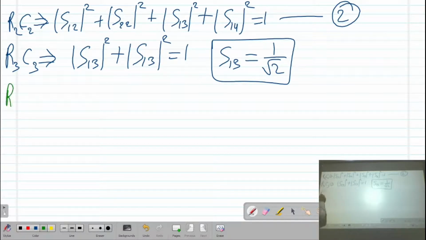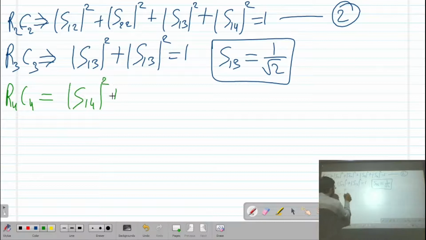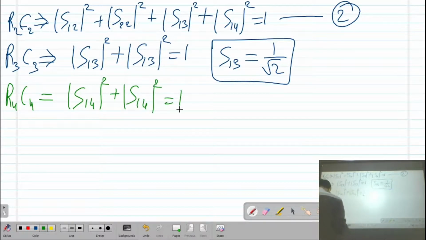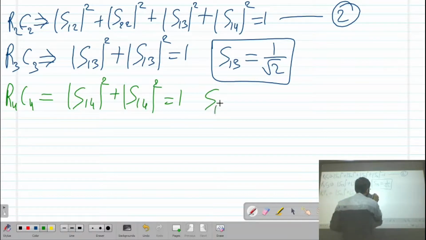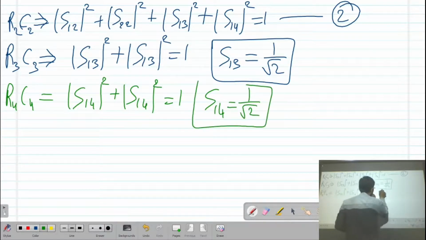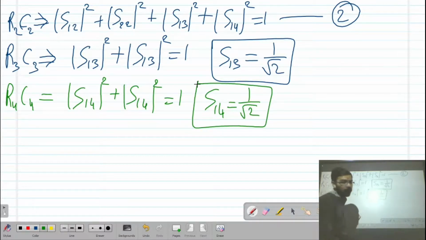Similarly for R4, C4, we will have S14 whole square plus S14 whole square is equal to 1, and we will have S14 value is equal to 1 by root 2. So S14 value is equal to 1 by root 2, and S13 is equal to 1 by root 2. This is due to row 4, column 4.